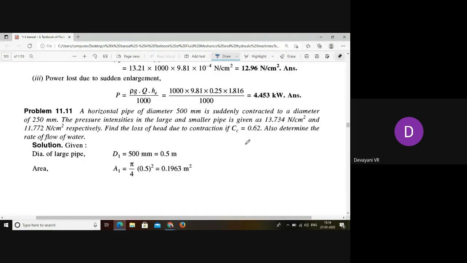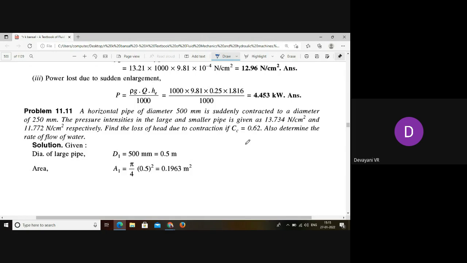In the problem, they have given the diameter before contraction and after contraction. So before contraction the diameter d1 is 500 mm, after contraction the diameter is 250 mm, and they have given the pressure intensities at sections 1 and 2.